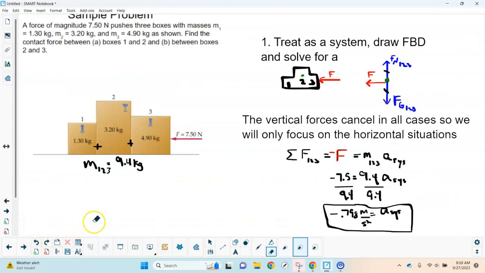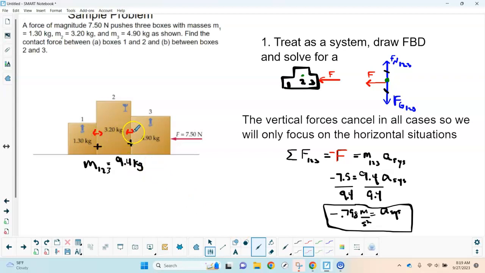The first one, I've worked through this problem, so I'm going to talk through it kind of slow and make sure that you understand it. I'll read the problem first. A force of magnitude 7.50 newtons pushes three boxes with masses M1, M2, and M3 that are shown in this picture. It says find the contact force between box 1 and 2, and then the contact force between 2 and 3. So we're really looking for how much these boxes are pushing on each other.